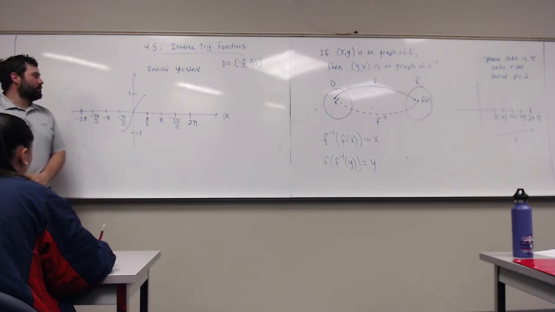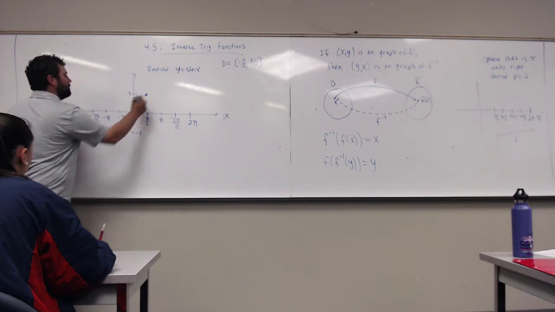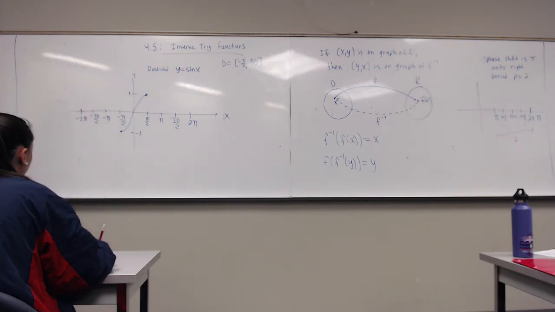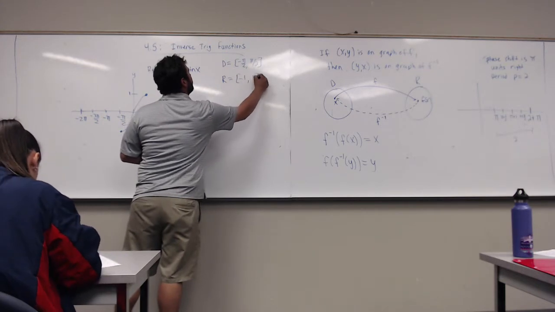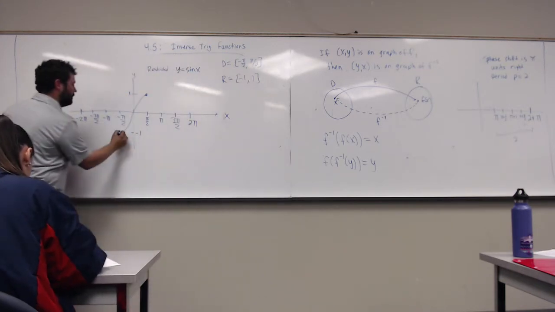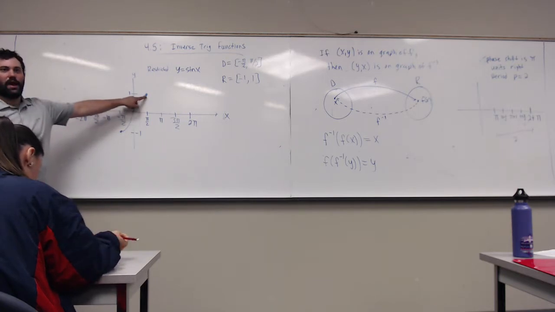Now, this was not the only interval I could have used, but traditionally it's what people do. I could have also restricted the domain in a lot of ways. I could have gone from pi over 2 to 3 pi over 2 instead. Okay. So this is going to be the restricted sine function with domain minus pi over 2 to pi over 2. The range is still going to be minus 1 to 1. Notice you still have minus 1 as a minimum value and positive 1 as a maximum output value.